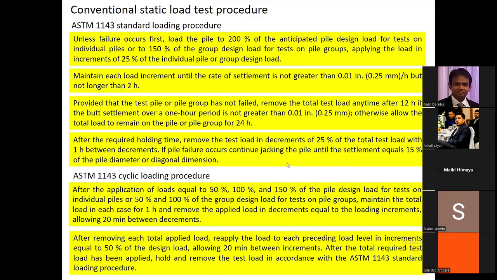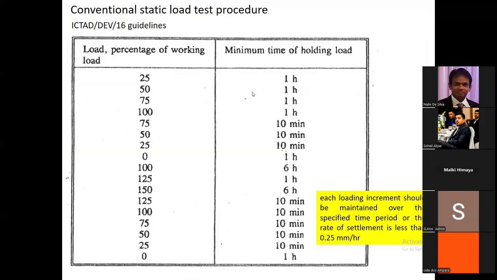So I'm not going to explain the testing procedure. This is the loading schedule. First you have to apply 25% of the working load, then increase it to 50, 75, 100, then unload it, then load it again up to 150%. If it is a working pile, we load up to 150 times the working load and unload. So this is done in 2 cycles, right?